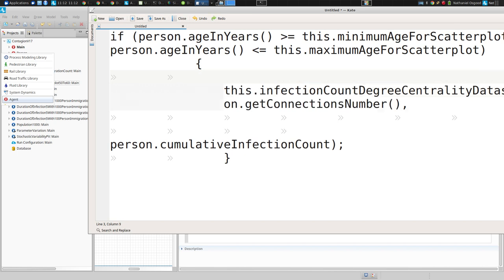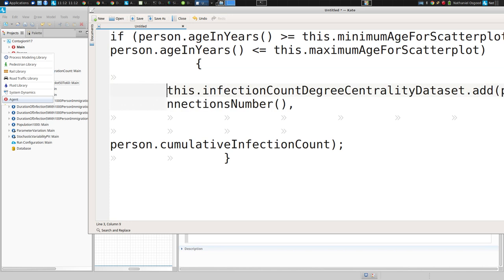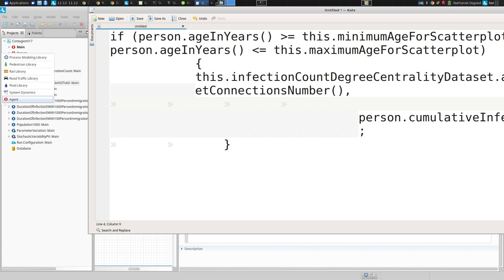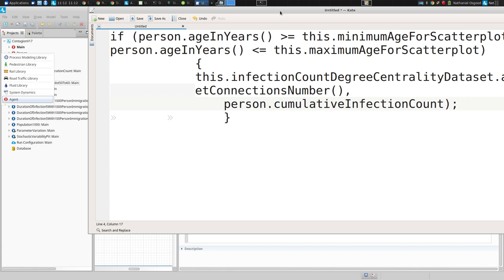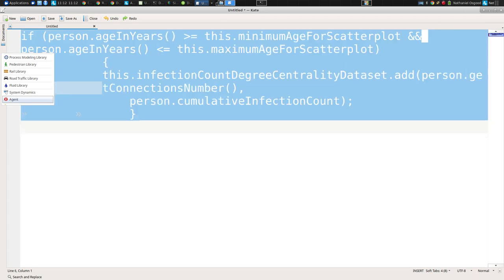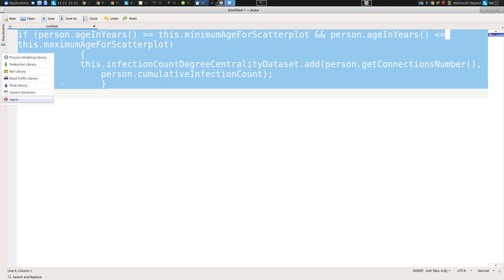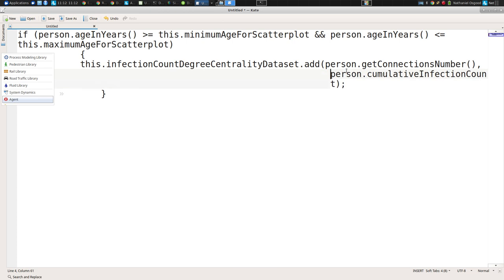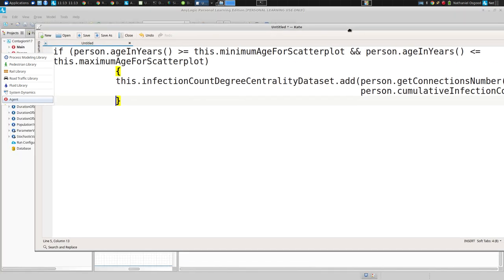Only if that person lies within the age range are they going to be added. And this add thing is not changing. Let me make it smaller just so it's clear. Okay, so we're going to add this. This line here isn't changed.